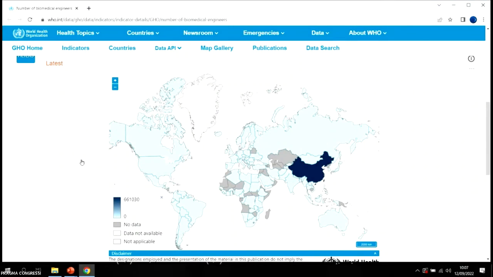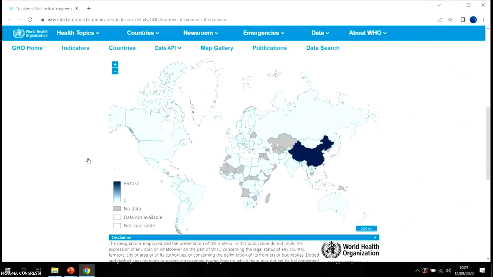all the data set. And in light blue, the countries that replied, in gray, the countries that didn't reply, and all of the data is kind of lumped into low numbers in around 1,000, 100, except for China. So they have 661,000 biomedical engineers.